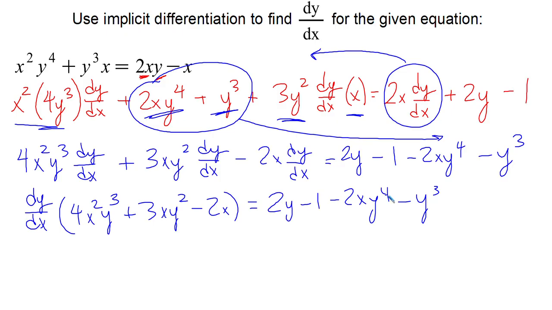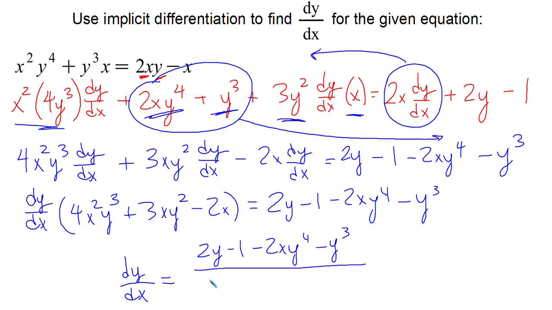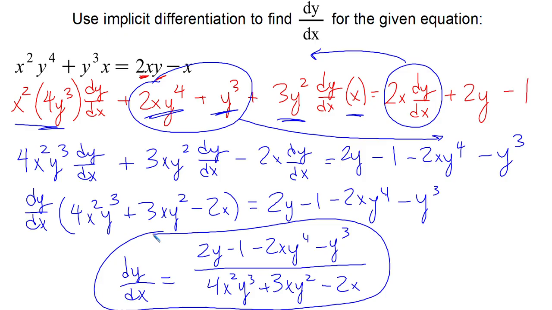And then to finish it off, we'll just divide. dy dx is equal to 2y minus 1 minus 2xy to the fourth minus y cubed all over 4x squared y cubed plus 3xy squared minus 2x. And that is our final answer. And that's the last problem in this first basic implicit differentiation homework assignment.